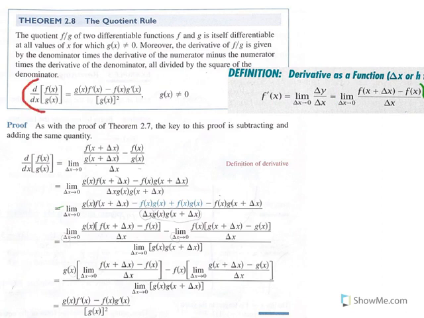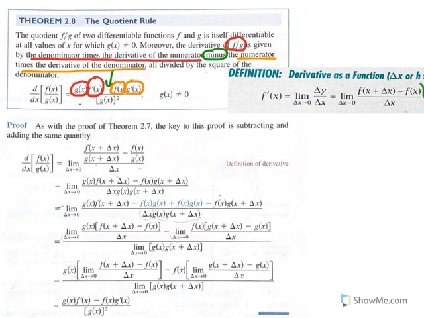To find the derivative of a quotient of two differentiable functions, here is what you have to do. And I will read this in words. This is the quotient rule. The derivative of a quotient, where the function in the numerator is f and the function in the denominator is g, is given by the denominator times the derivative of the numerator, minus the numerator times the derivative of the denominator, all divided by the square of the denominator.